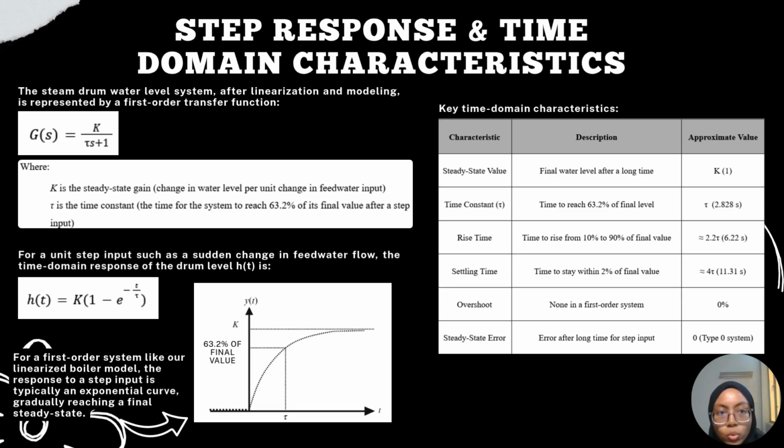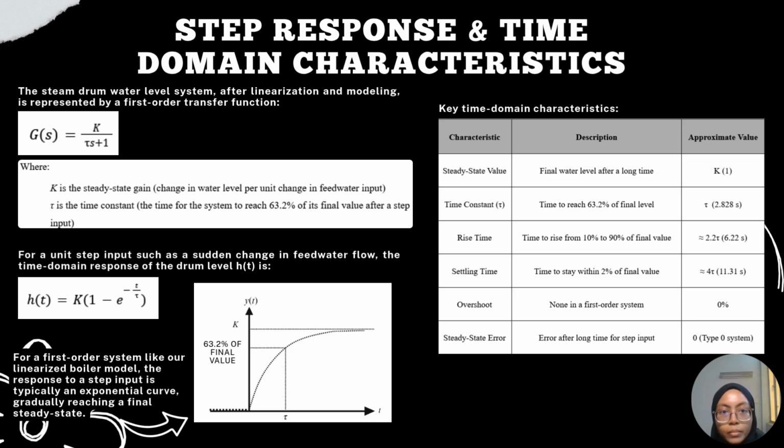Then let me explain this graph, which illustrates a typical first order step response. So the x-axis represents the time, while the y-axis represents the water level. At time 0, the water level starts at the initial value, which is assumed to be 0, and the curve rises exponentially and approaches the final steady state level, which is K. And then the time constant, tau, is marked on the time axis at the point where the response reaches approximately 63.2% of the final value.